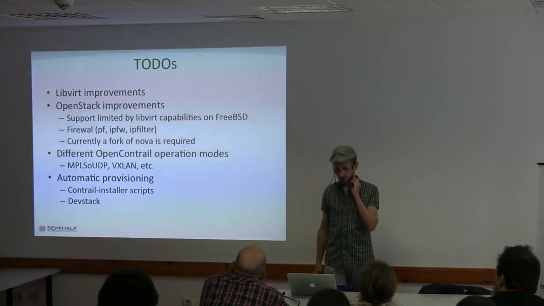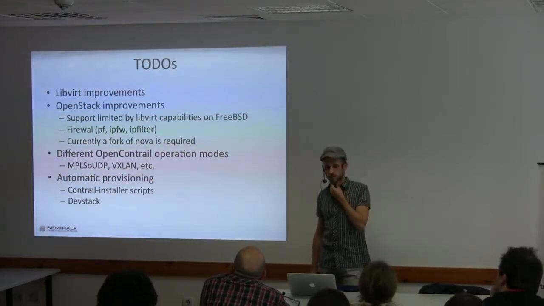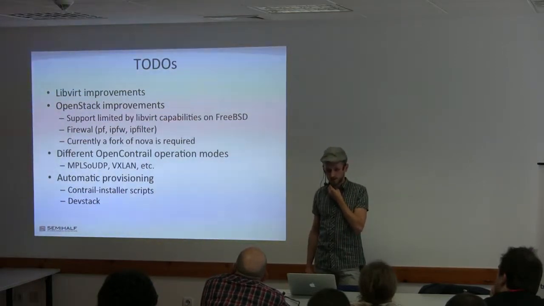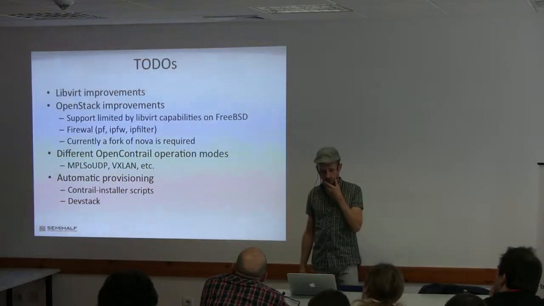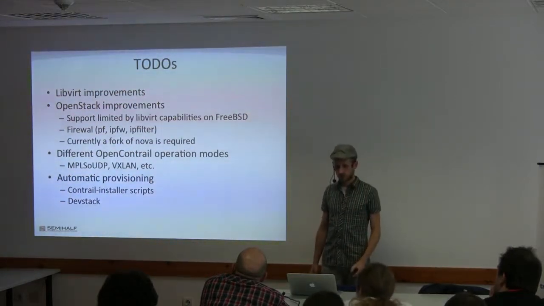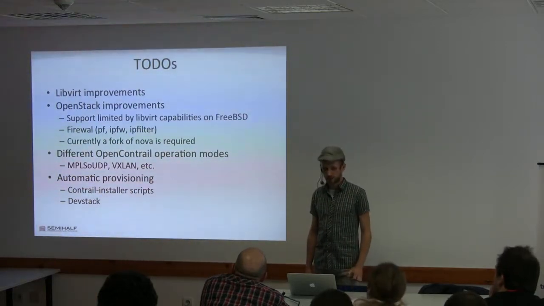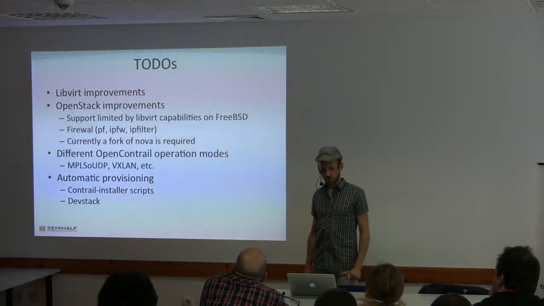And what is still left to be done? We need some libvirt improvements, because current support in libvirt is not very complete. We can only spawn FreeBSD machines at the moment, actually. We need some OpenStack improvements, but here we are dependent on what libvirt actually does. So in the first place, we have to put some effort into libvirt.